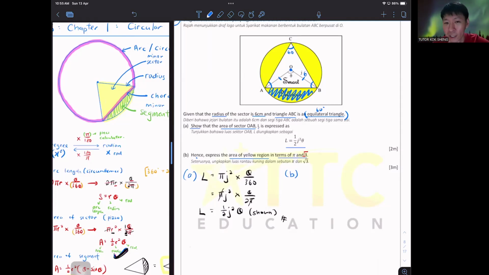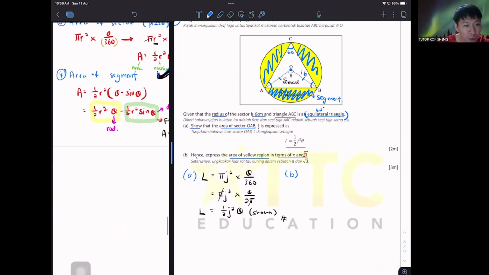Delicious. This is a segment now. So actually the yellow region, the area you have to plus all these 3 segments together. Got total 3 segments. Maybe you think of the whole circle minus a triangle, right? Can, no issue. But of course, the segment is faster. Just find only one segment, times 3. Easier, right?